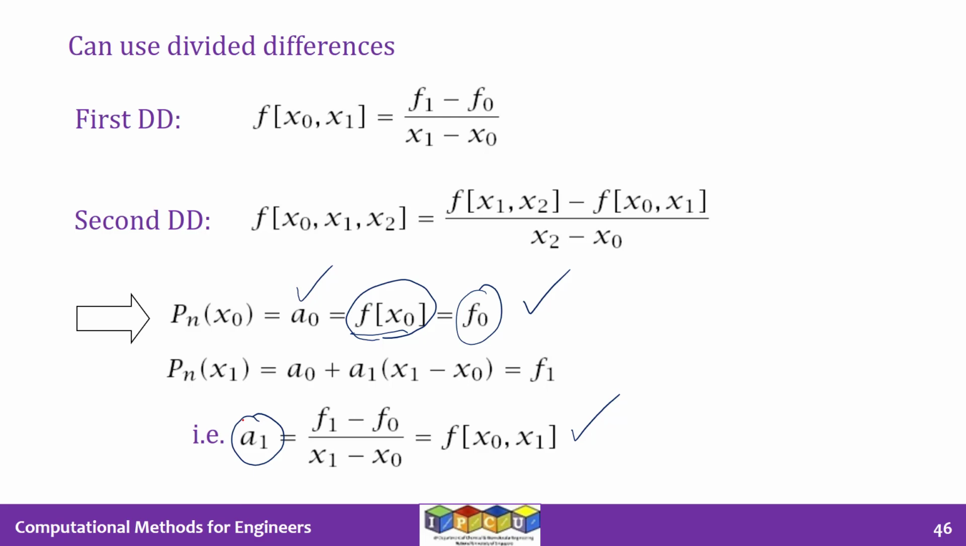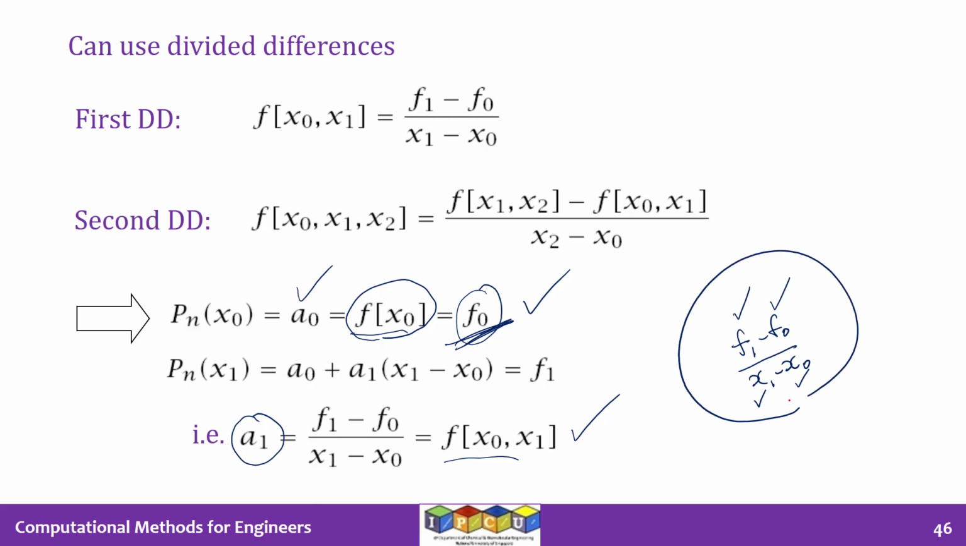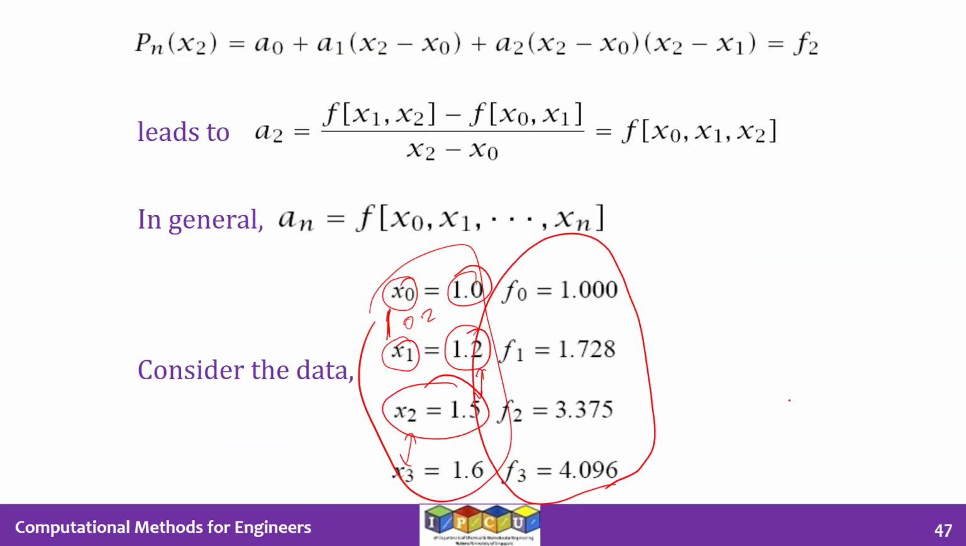So from the data table, we can read out a naught as f naught, the value of f corresponding to x is equal to x naught. Then a1 is going to be equal to the first divided difference involving x naught and x1. So this is nothing but f1 minus f naught by x1 minus x naught. So we take the f1 value from the table, we take the f naught value from the table, same for x1 and x naught, and we can easily compute this ratio, and that is nothing but a1.